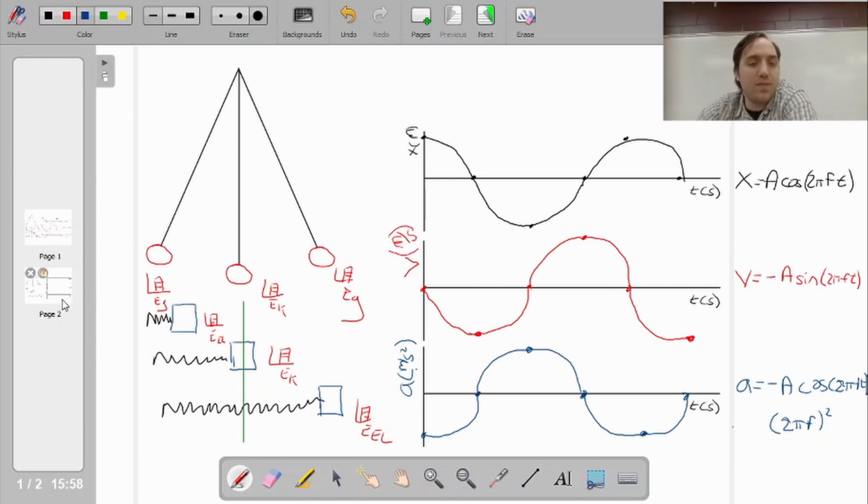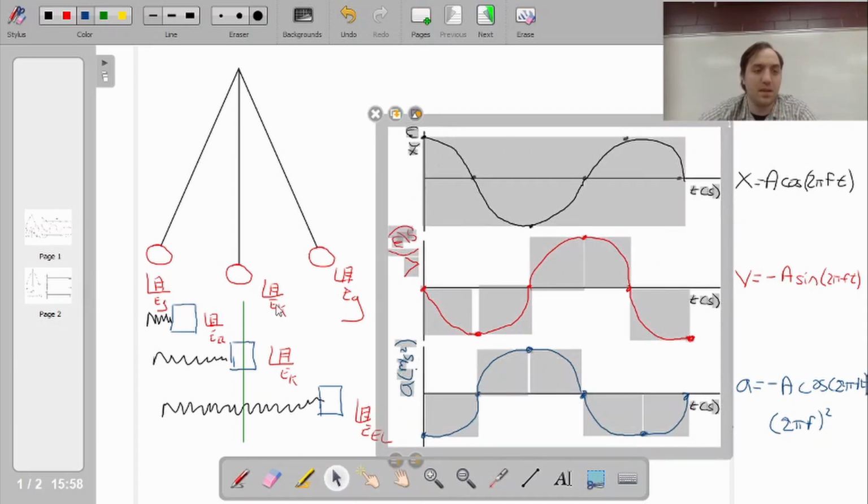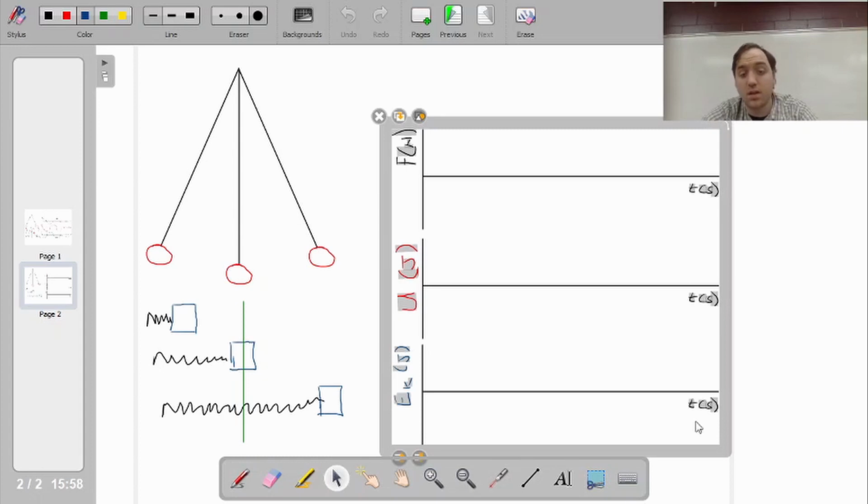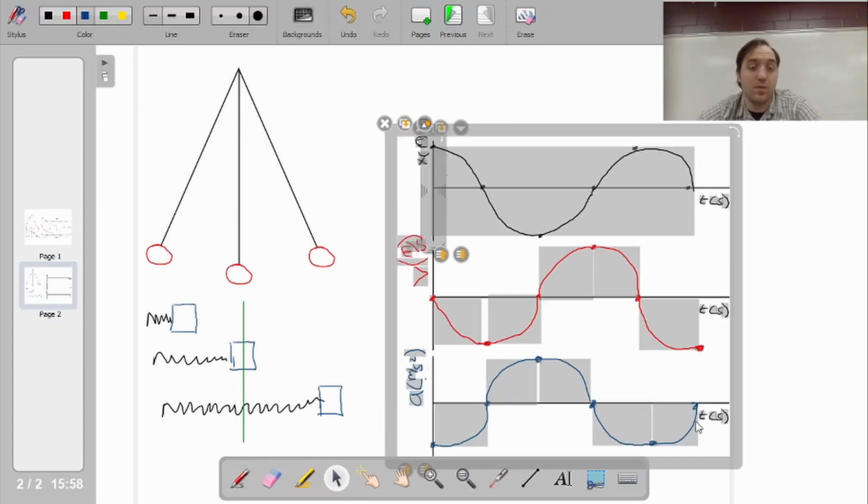We can even go a step further because the EG and the EK will change based on these things. The position is directly related to how high the pendulum is or how stretched the spring is, which will directly impact potential energy. The kinetic energy is directly related to how fast it's going, and the acceleration is directly proportional to the force. In fact, I can take each of these graphs, copy them over to these graphs, and just change the labels.